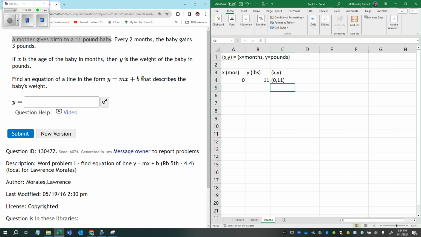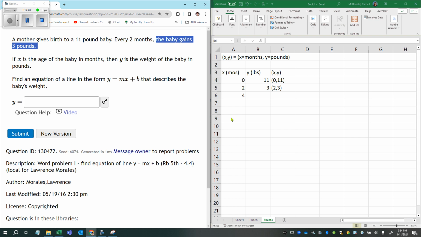Next, we're going to look and see if they have any more information. Every 2 months, the baby gains 3 pounds. Interesting. So then if the baby's 0 months old, and then in 2 months, it'll be 2 months old, and it will have gained 3 pounds, right? And then we'll have another ordered pair, 2, 3. Then let's say another 2 months goes by, and that would mean the baby was 4 months old, and it would have gained 3 pounds.